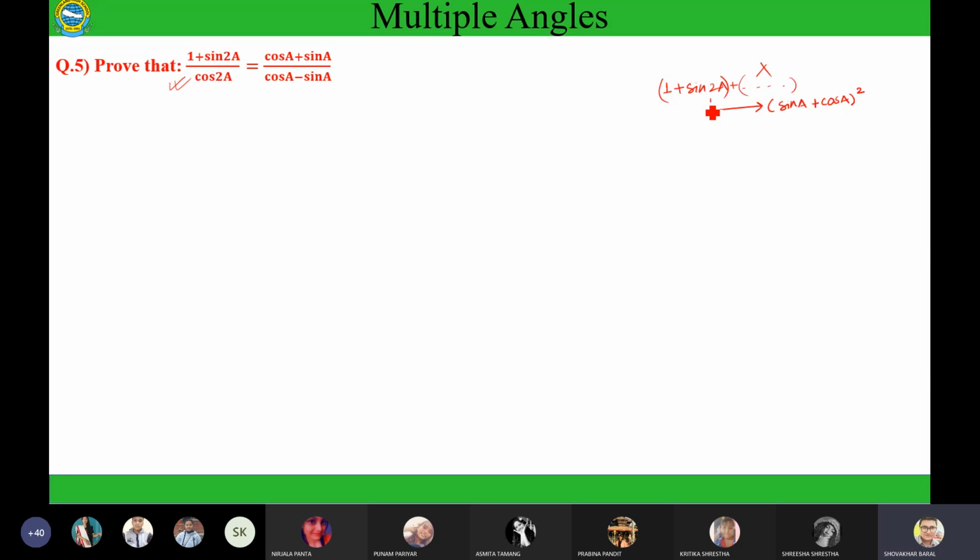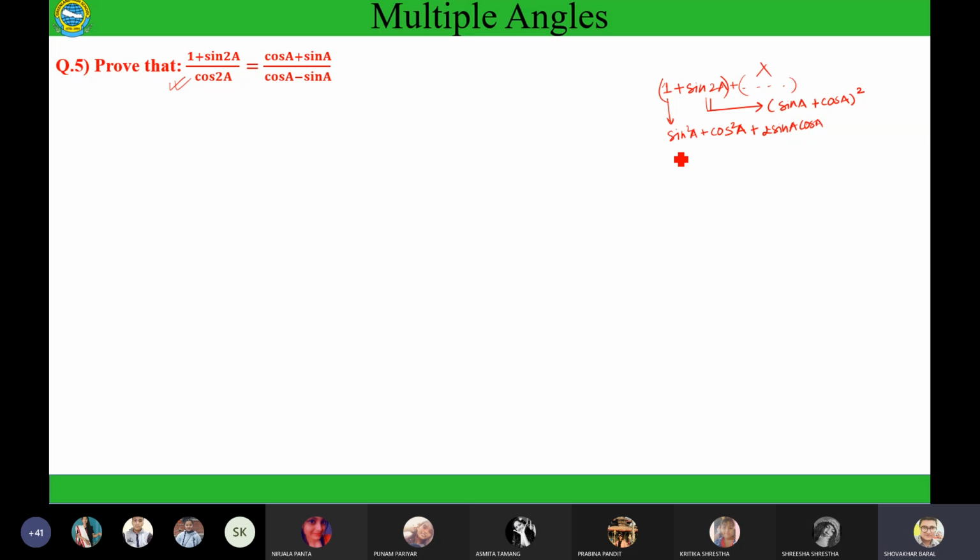1 plus sin 2a. I suggest you remember it. How does it work? I can explain it for you. We can write sin square a plus cos square a instead of 1, and this sin 2a we can replace by 2 sin a cos a.